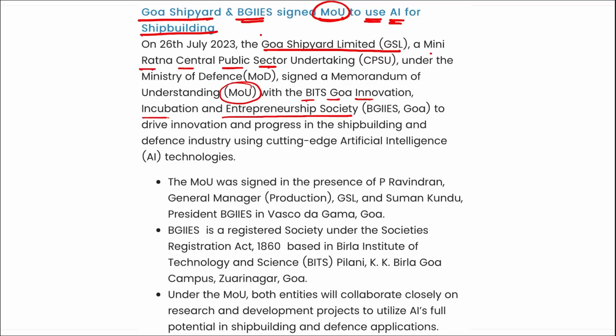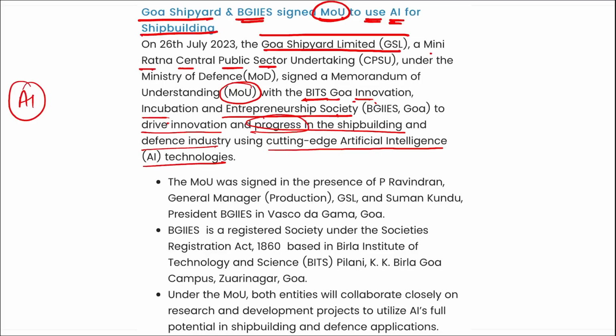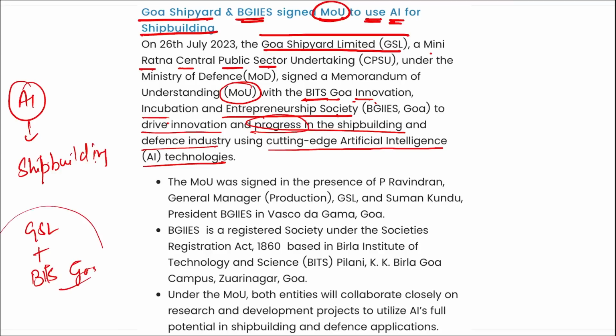And this is a different branch of this BITS institute. So Goa Shipyard Limited signed an MOU with BITS Goa Innovation Incubation and Entrepreneurship Society, and it was towards driving innovation and progress in the shipbuilding and defense industry using cutting edge artificial intelligence technology. That means to use AI for shipbuilding. An MOU was signed between Goa Shipyard Limited and BITS Goa campus, right? And their incubation and entrepreneurship society.